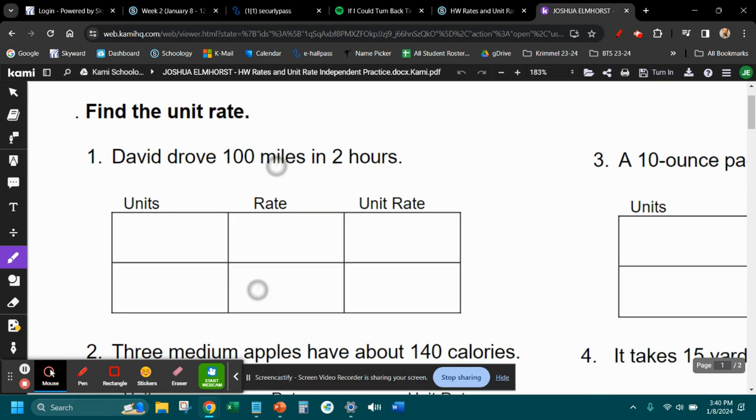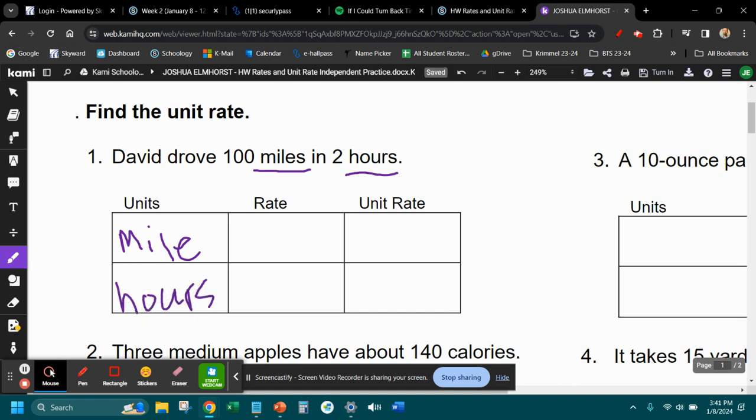So we are looking at the front side of the paper here. We're identifying the rates and the units that are given. So the context: David drove 100 miles in 2 hours. The units means we have miles and hours. So we're going to fill in our label, and then we fill in the given rate. The given rate is going to be the ratio of 100 to 2.